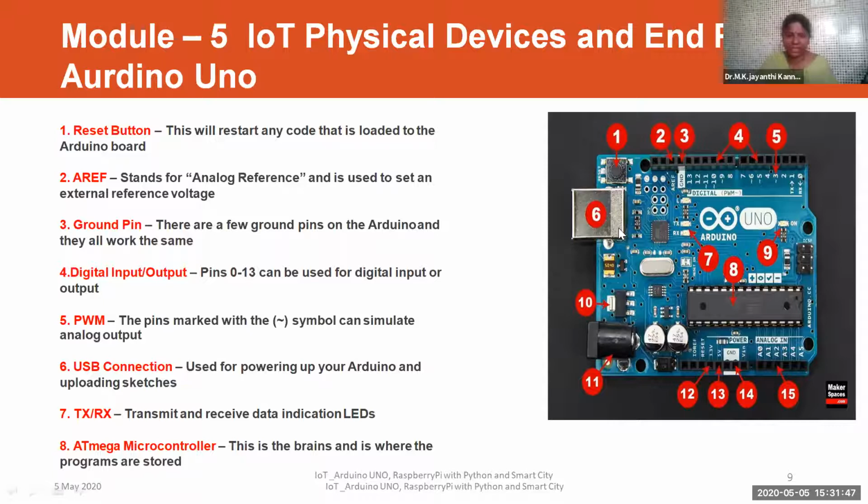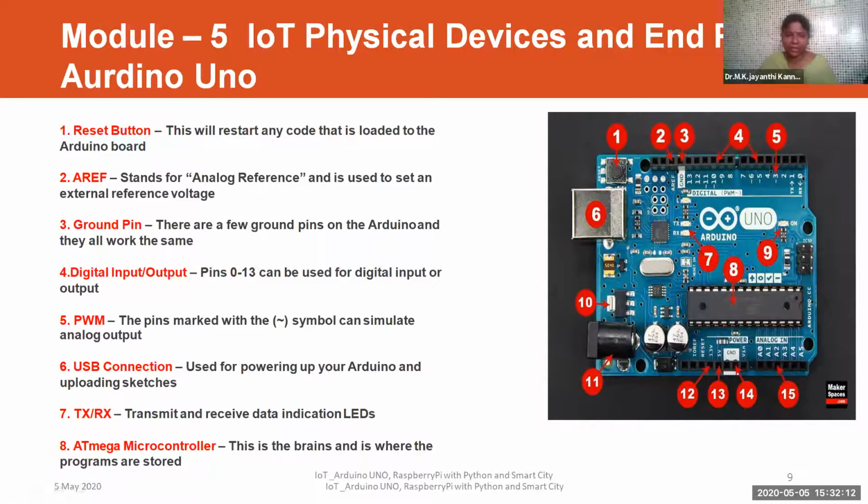The seventh one is called TX RX, transmit and receive data indication LED. So using the TX RX pin, we can transmit and receive data. The indication will be shown using this TX RX pin. So if your Arduino board is working, we can see the green light or yellow light through this TX RX pin.